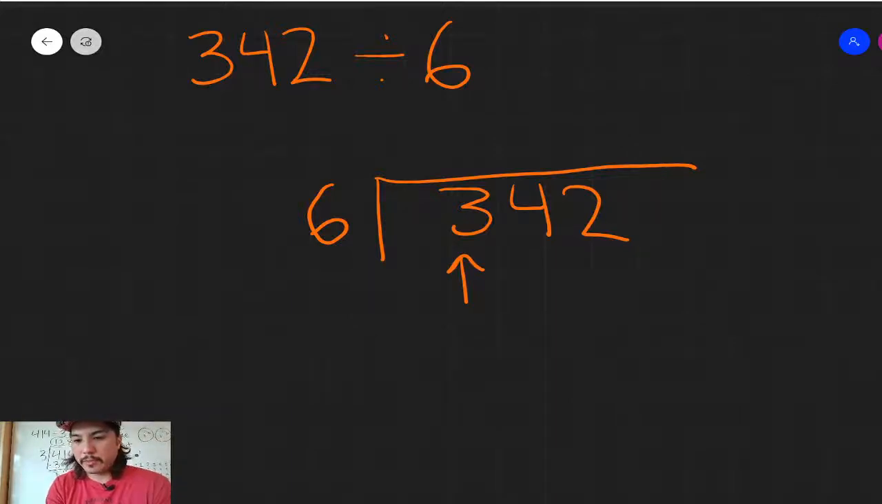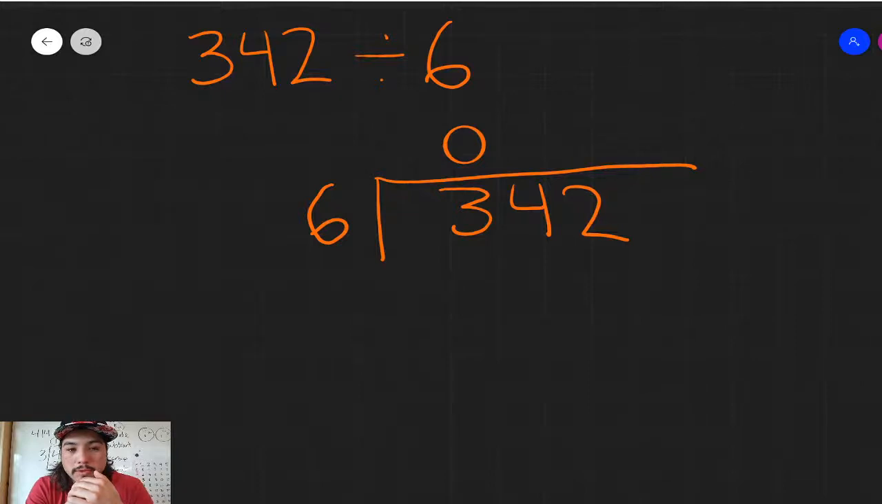Can I take 3 hundreds and put them into 6 groups evenly? If I have 3 things, can I split them up 6 ways? Not yet. I've got to repeat. And in fact, I'm going to put a 0 here so I remember. 300 divided by 6 is not going to give us 100 in each group because we don't have enough hundreds.